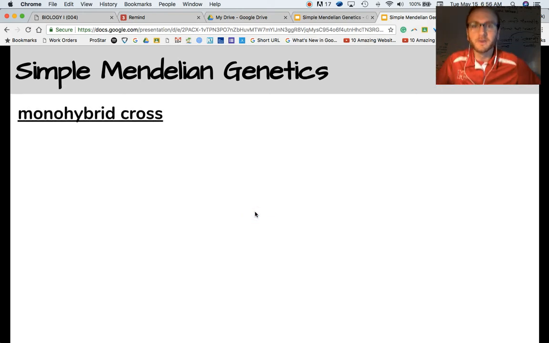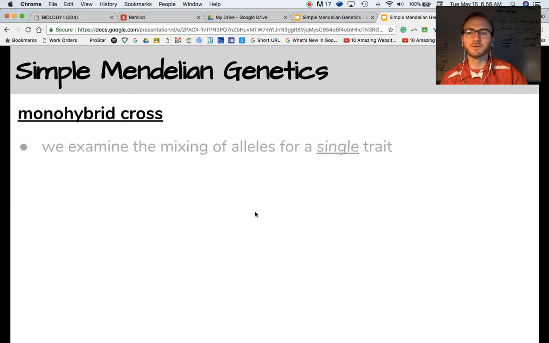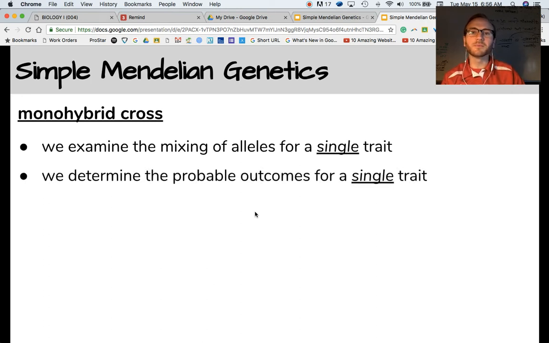So the first type of cross that we're going to look at is a monohybrid cross, and if you know anything about me, you know that I like root words. And if you look at this term, you should see a couple of root words in it. The first being that root word mono, meaning one, and then hybrid, meaning we're mixing something up, and we're crossing two individuals. So monohybrid cross, what we do with the monohybrid cross is we take a look at how the alleles for just one trait are mixed or shuffled, and we determine probabilities or probable outcomes for a single trait.